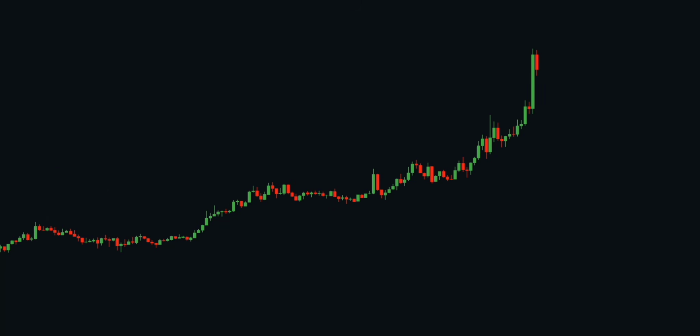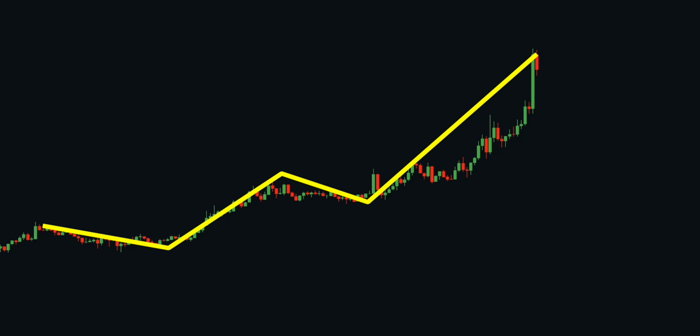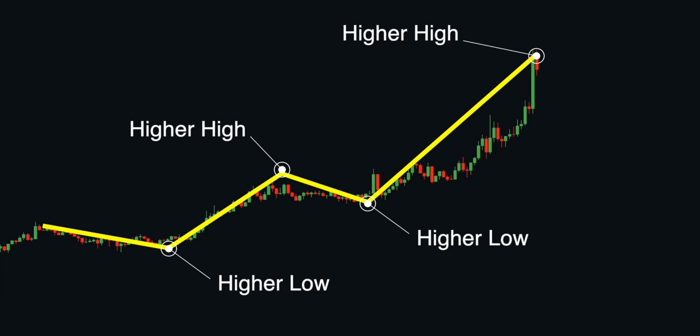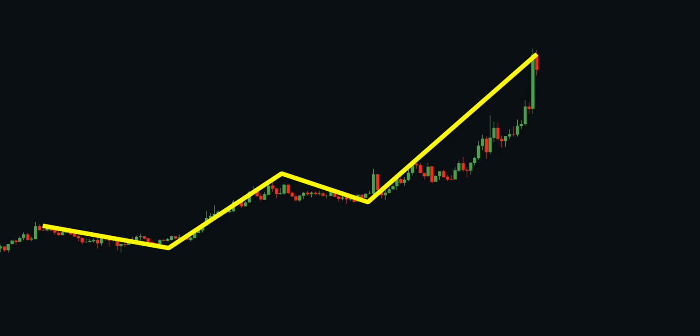To understand the logic behind this trading strategy, we need to learn the following key principles about price action. In an uptrend, the price doesn't move straight. It makes higher highs and higher lows. You see, prices are influenced by changes in supply and demand.